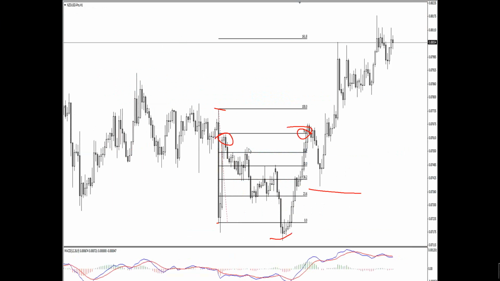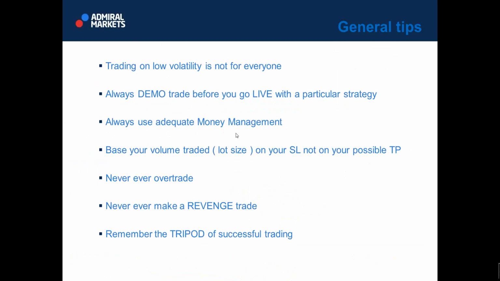Now, general guidelines. Trading on low and high volatility is not for everyone. Always demo trade before you go live with a particular strategy. Now, if you have any questions, do not hesitate to ask me. Yeah, I can see some questions, so I will answer. Always use adequate money management. I already told you about that.